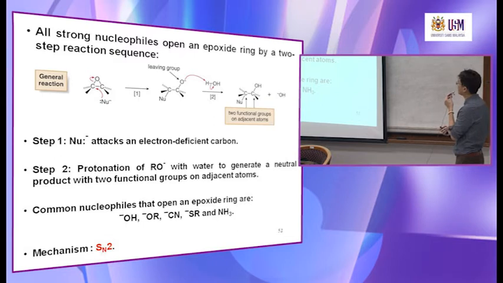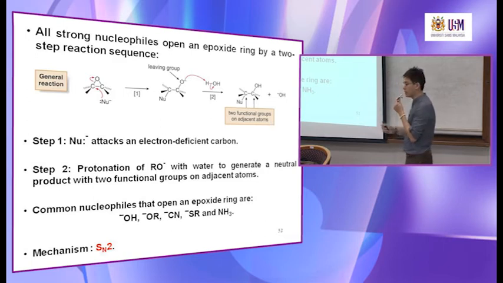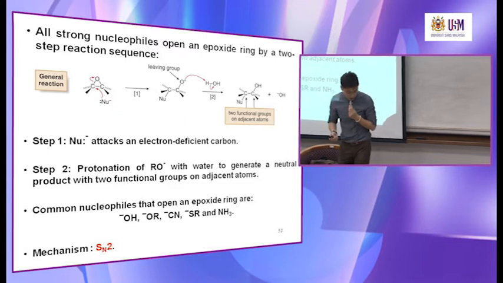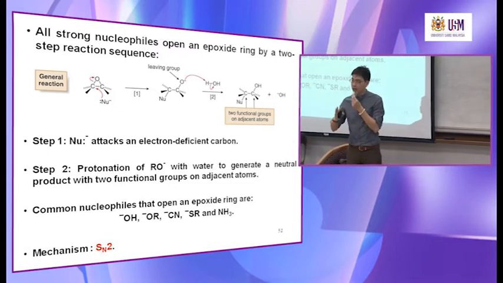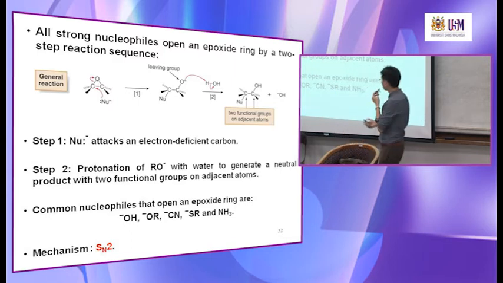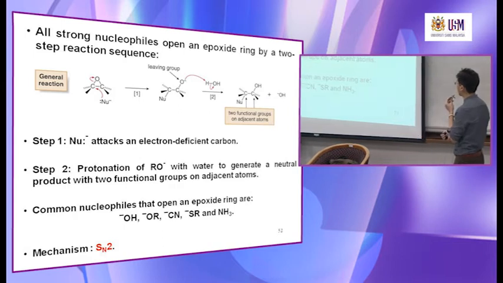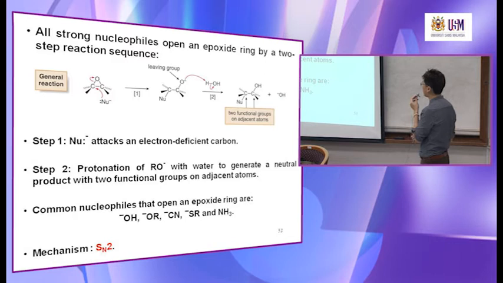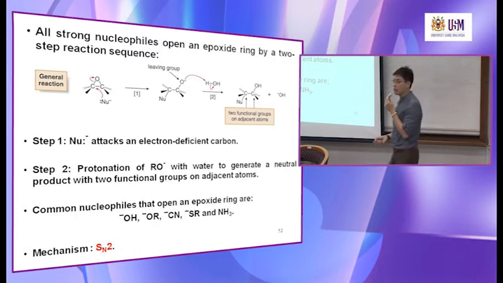Then the second step is protonation to form a hydroxyl group. So the end result is two functional groups on adjacent atoms in the anti position. The first step is the attack of the nucleophile on the partially positive C, then breaking the bond. The alkoxide in this case will undergo protonation, reacting with water. That's why you have two steps: the first one is a nucleophile, the second one is water. Protonation of RO negative with water generates a neutral product with two functional groups on adjacent atoms. The common nucleophiles used in this reaction are hydroxide, alkoxide, cyanide, sulfide, and ammonia. These are all the common nucleophiles used.